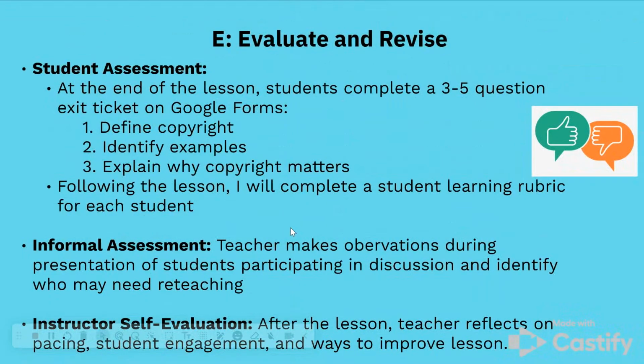Following the lesson, I will complete a student learning rubric for each student, which will include this assessment and if students met these objectives, and also what I observed during the lesson. For the informal assessment, I will make observations during the presentation of which students are participating in the discussion, and I will be able to identify who may need reteaching. And following the lesson, I will do my own instructor self-evaluation where I will reflect on the pacing, the student engagement, student knowledge, and ways that I can improve the lesson for next time.